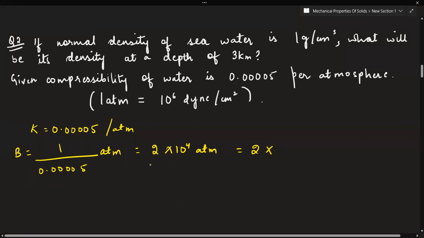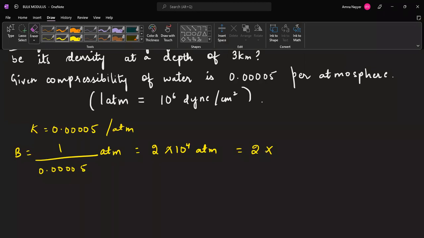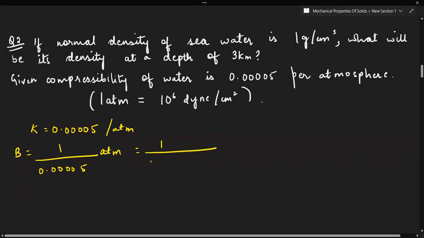Mom, how did you convert that ATM into 2 into 10 raised to 4? See, if I write it as 1 divided by 5 into 10 to the power minus 5, just in the exponential form. Now what is 1 divided by 5? It's 0.2. And 10 to the power 5 will go up, so it would be 10 to the power plus 5. And 0.2, I can write as 2 into 10 to the power minus 1, and 10 to the power 5. So on solving this, I'll be getting 2 into 10 to the power 4 ATM.